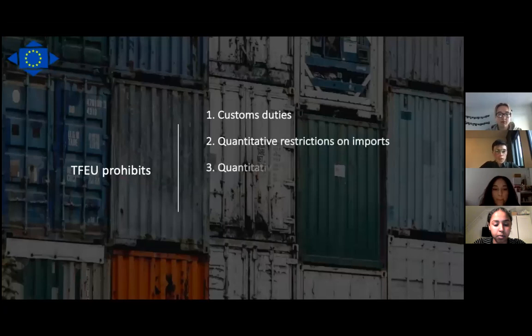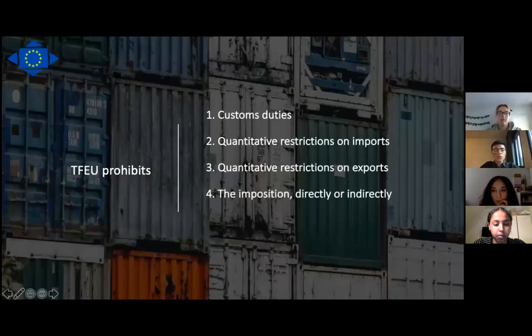Now, to achieve the free movement of goods, the TFEU prohibits, first, customs duties between member states, which are Articles 28 and 30 of the TFEU. Second, quantitative restrictions on imports and all measures having an equivalent effect, which is Article 34 of the TFEU. The third one is quantitative restrictions as well, but in this case on exports and all measures having an equivalent effect, which is Article 35 of the TFEU.